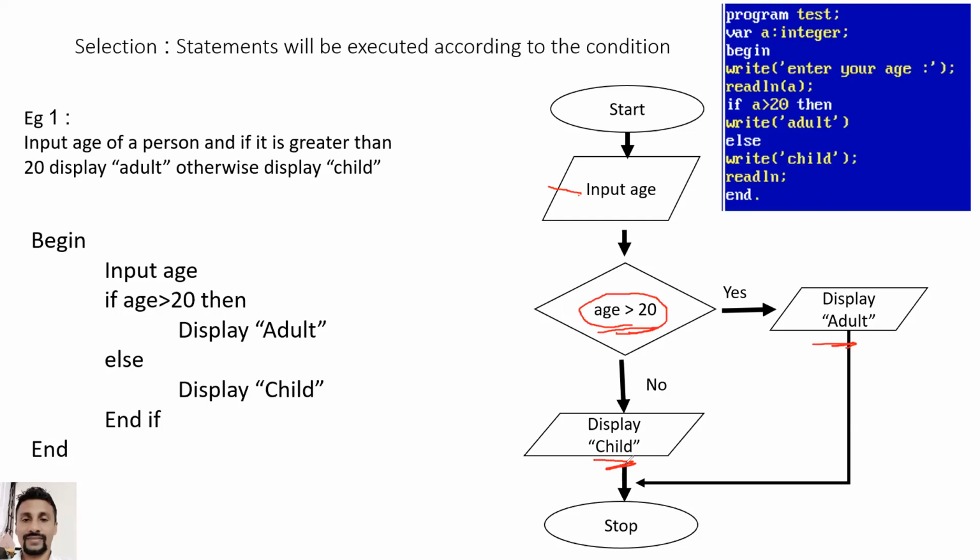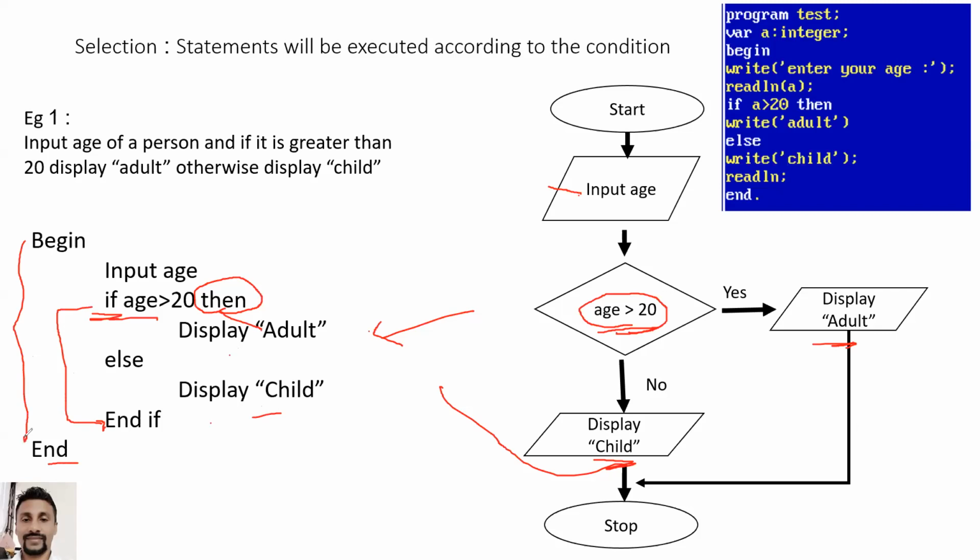Now for this flowchart and the pseudocode, we'll see the pseudocode. Same way you are using input age, then if condition is there, then the word then, this is compulsory. If you don't put it, you don't get the full marks. If age greater than 20, then you have to display the word adult, else display child. If you use if condition, you have to end with end if. Then only you have to put end. That is what we have used for begin and end.